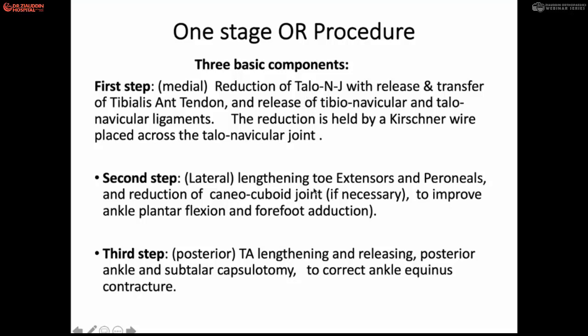Second step is the lateral lengthening of toe extensors and peroneals, and reduction of the calcaneonavicular joint if reduced, to improve ankle plantar flexion. And the third step is again the TA lengthening and posterior capsulotomy, and this posterior ankle joint is as we do in the club foot. So the first step is the medial with the tendon transfer. Second step is the lateral side, toe extensors are lengthened, and third step the posterior one.